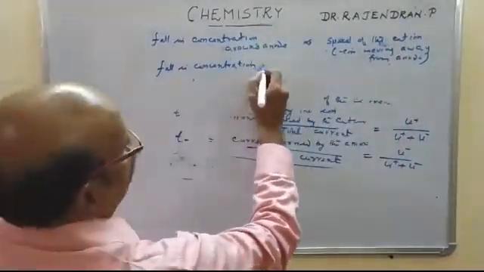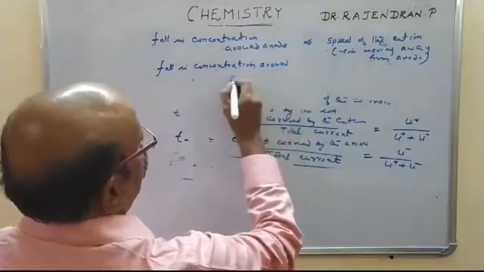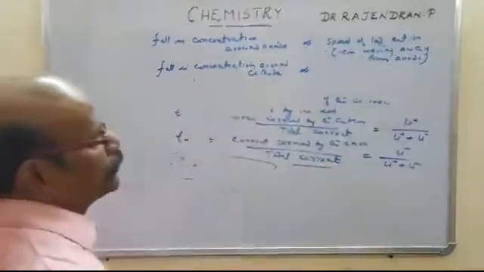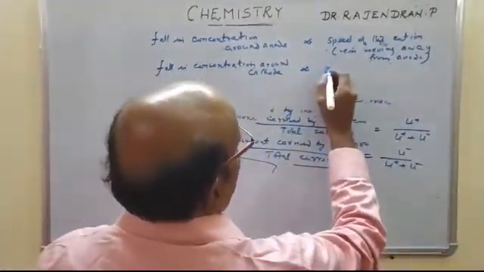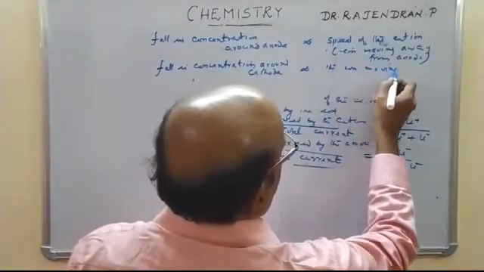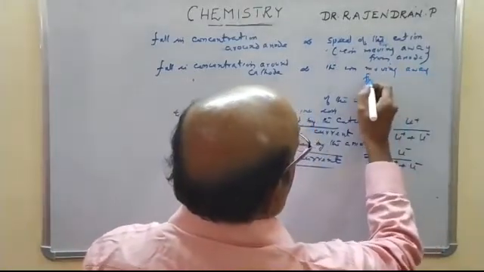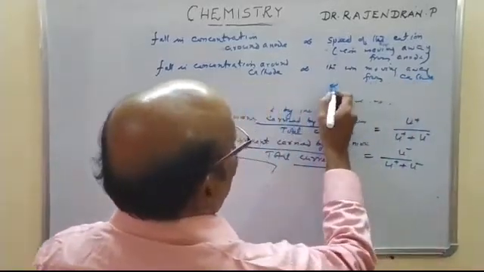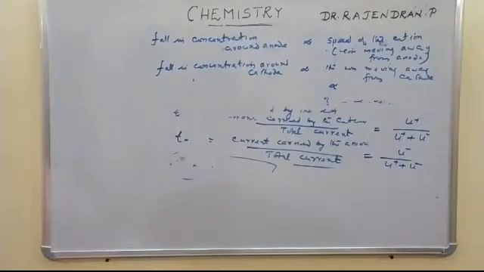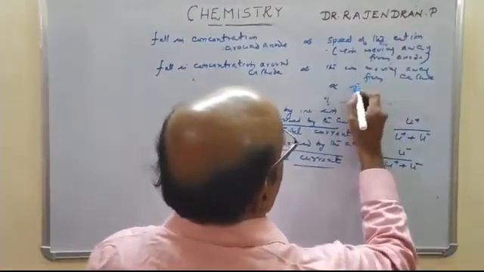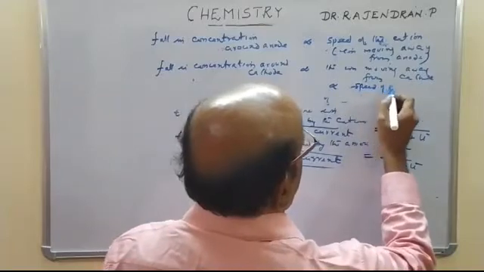Similarly, the falling concentration around or in the vicinity of the cathode is proportional to the ion moving away from it. Proportional to the ion moving away from the cathode. You know that? That means the ion moving away from the cathode, that is moving to the anode, it is the anion. Proportional to the speed of the anion.